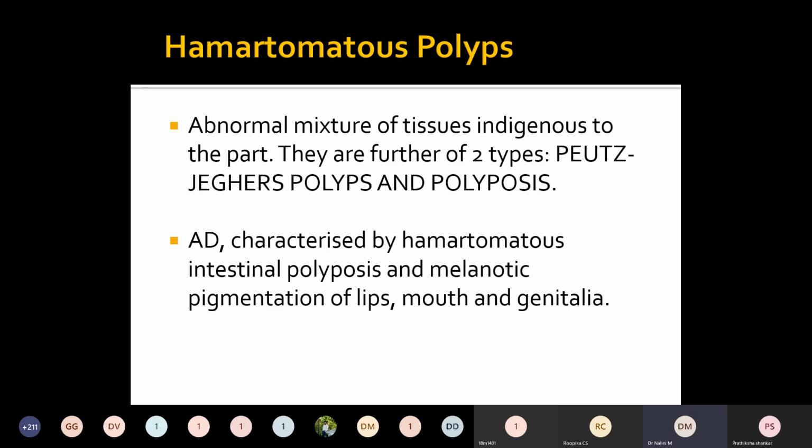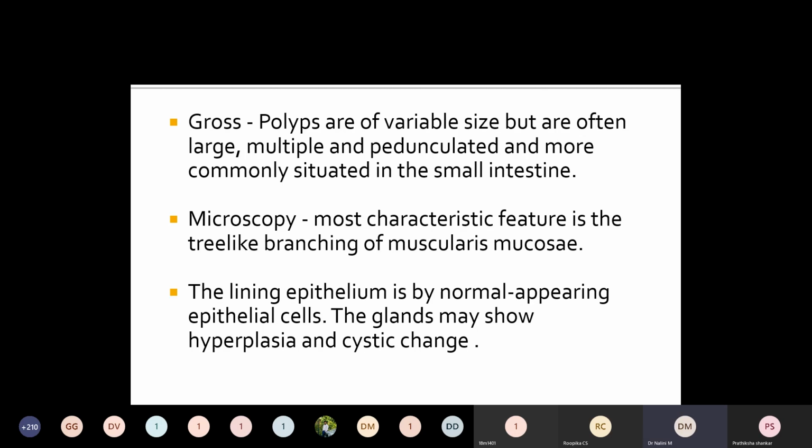Hamartomatous polyp: what is a hamartoma? There's an abnormal mixture of tissues indigenous to that part. Okay, these are mature tissues. So the two types are Peutz-Jeghers and Polyposis, and both these are inherited autosomal dominant, and they are characterized by hamartomatous intestinal polyps, melanotic pigmentation of the limbs, mouth, and genitalia.